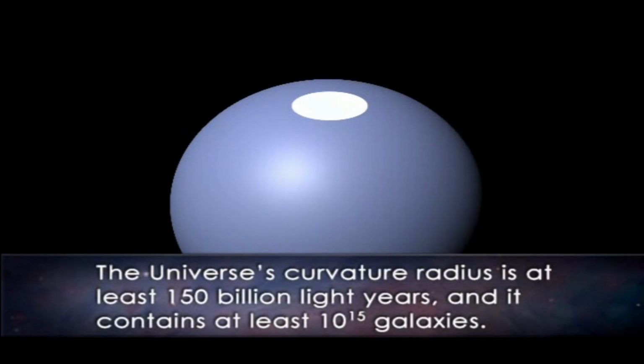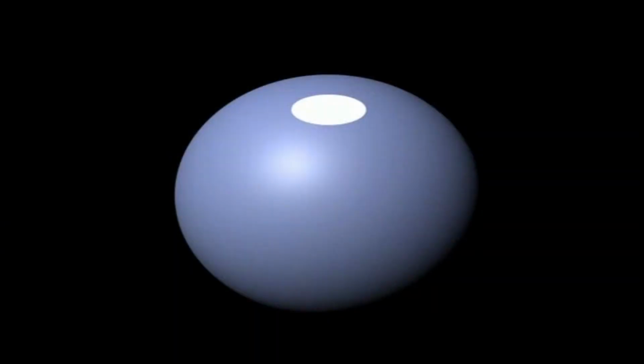Its curvature radius is at least 150 billion light years, and it contains at least 10 to the 15 galaxies. Now, the reason I say at least is that in the future, our accuracy will increase. In fact, we expect the observations to show ever more precisely a flat geometry, mainly because inflation's ability to flatten space is so powerful, suggesting that this ball could be miles across or even the size of the Earth. And this would still be our 14 billion light-year visible universe.